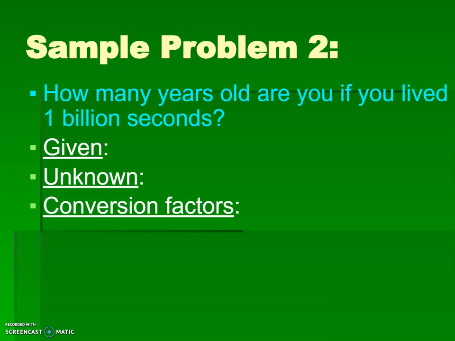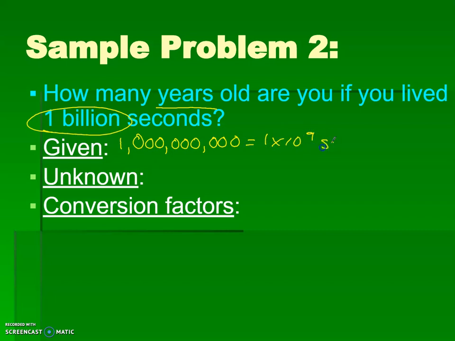So now let's go the other way. Let's try to figure out how many years old you are if you live for 1,000,000,000 seconds. How much is 1,000,000,000? 1 comma 0, 0, 0 is 1,000. This is 1,000,000. 1,000,000,000 is 3 commas. This is 1 times 10 to the 9th seconds. Okay, very, very long time. Or is it?